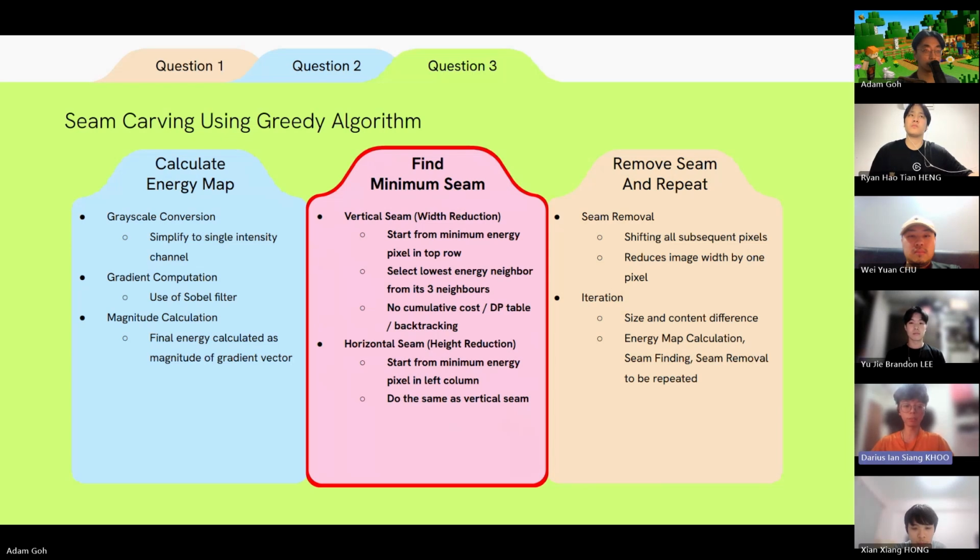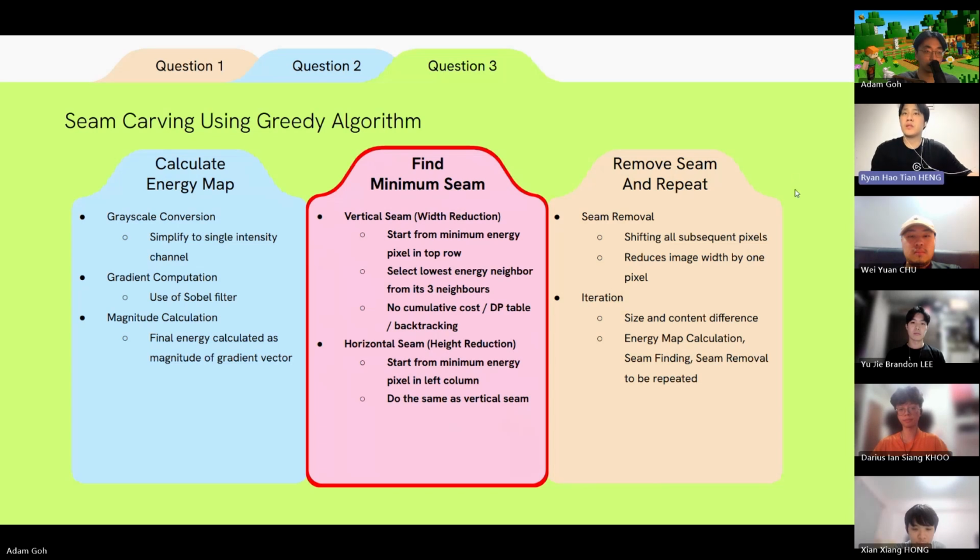The exact same idea applies to horizontal seams, except instead of starting at the top row, we start from the leftmost column and move across to the right, again choosing the lowest energy at each step. Now, Ryan will explain an example of how the greedy algorithm works.